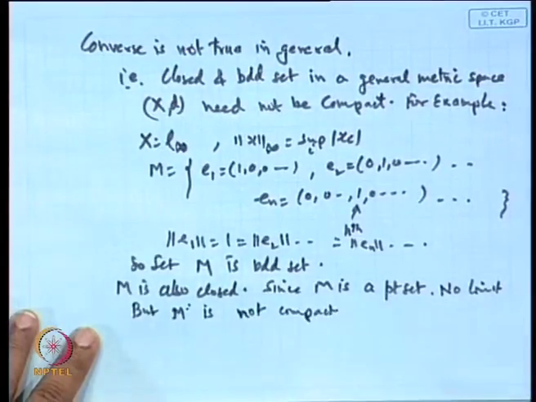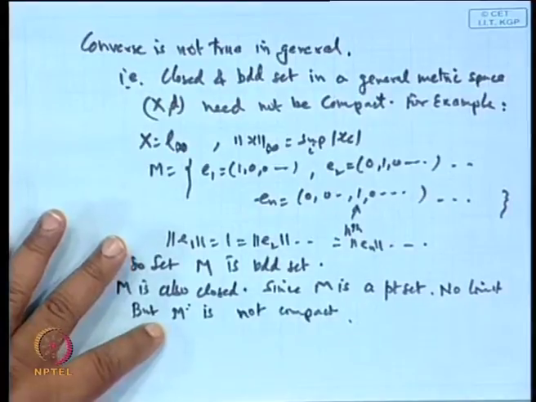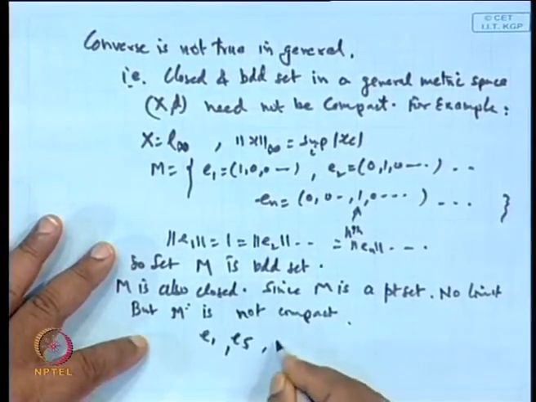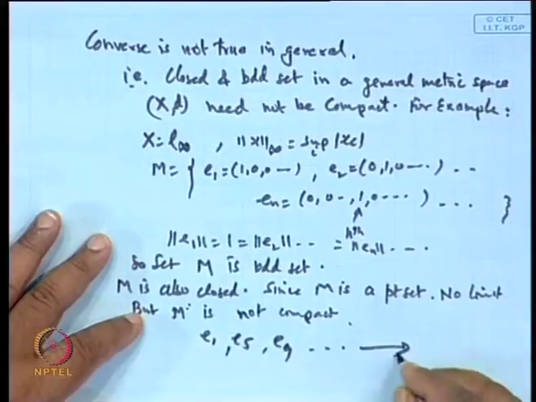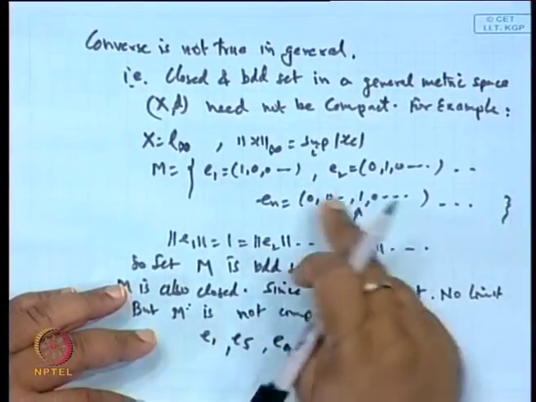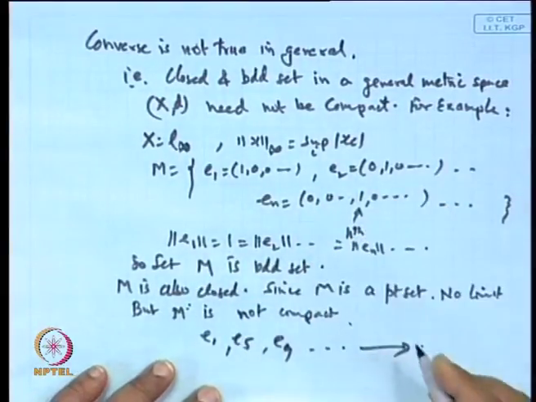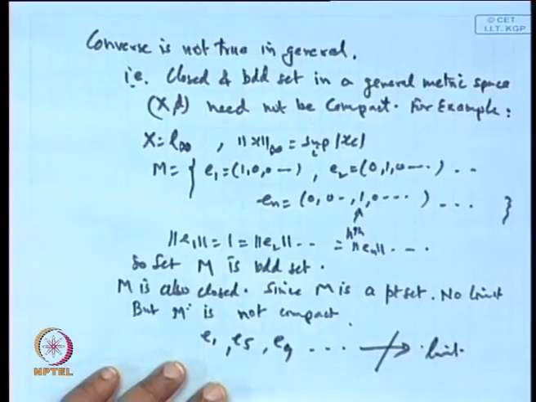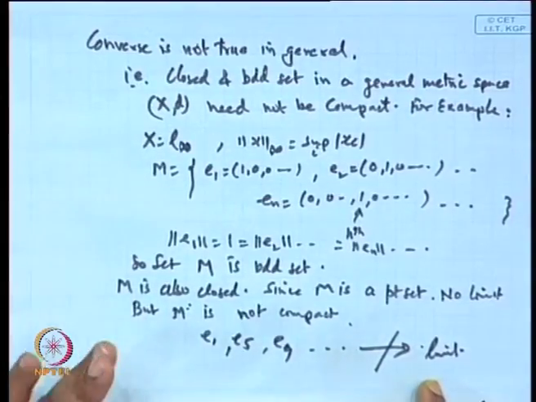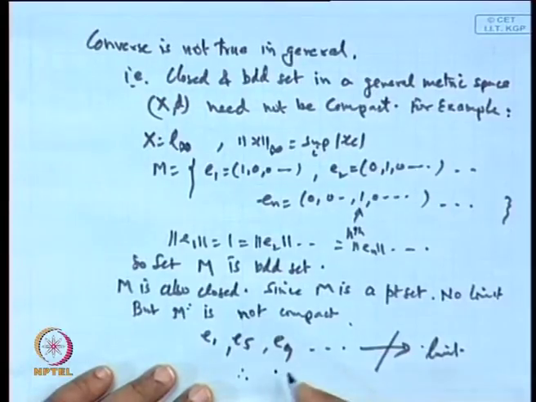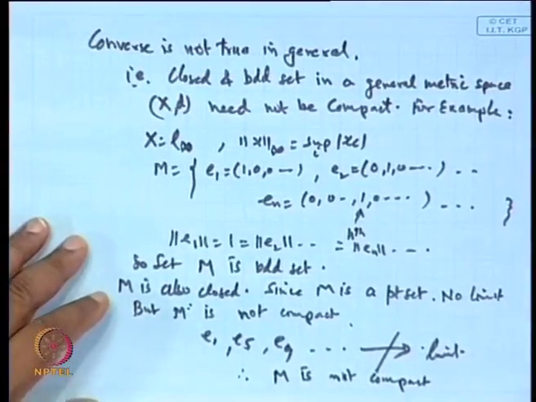But M is not compact. Why? Because if it is compact, then by definition every sequence must have a convergent subsequence. Suppose I take a sequence like e_1, e_5, e_9 and so on. Does this have any limit point? No, because e_1 is (1, 0, 0, ...), e_5 is (0, 0, 0, 0, 1, 0, ...) and so on. There is no relation between these, so it cannot go to any limit point. We cannot get a sequence which has a convergent subsequence. Therefore, this example shows that M is not compact. Though it is closed and bounded, it is not compact.